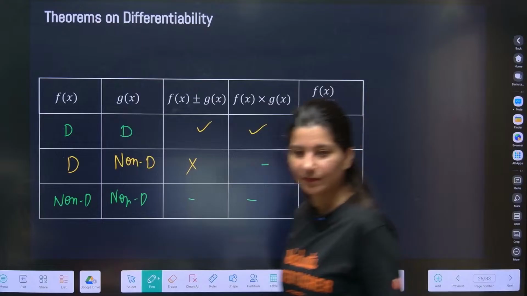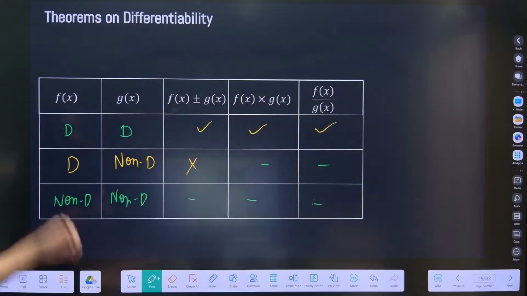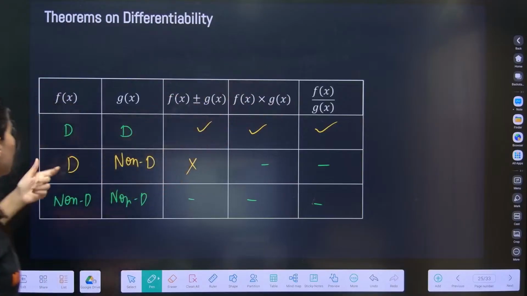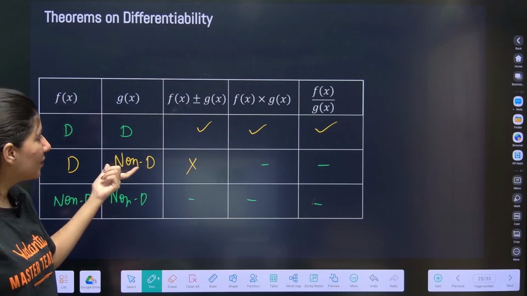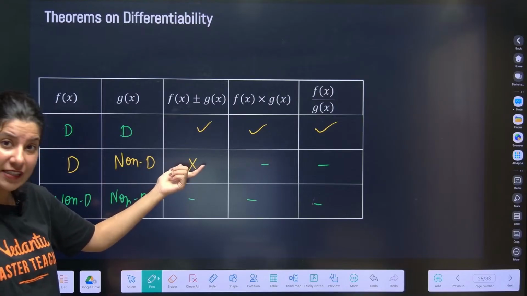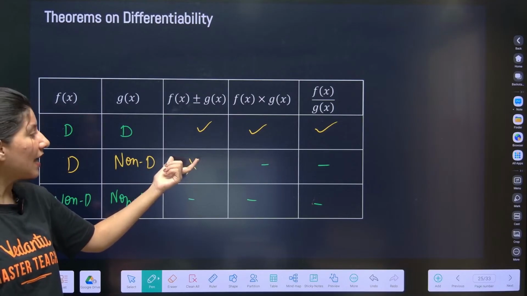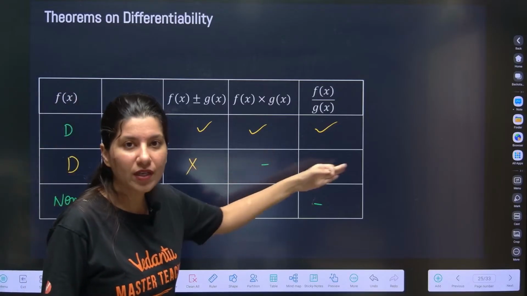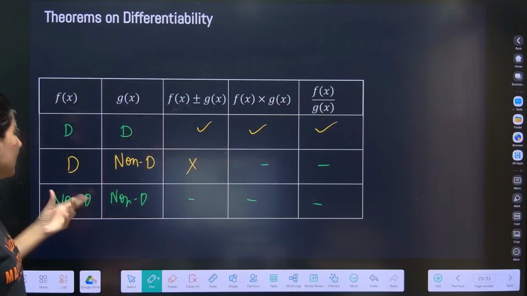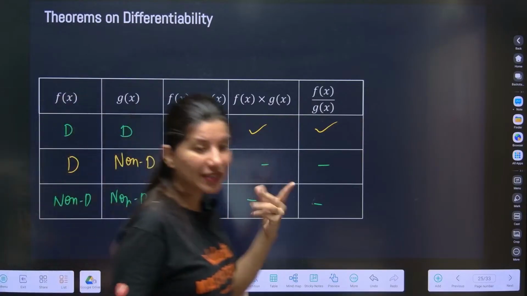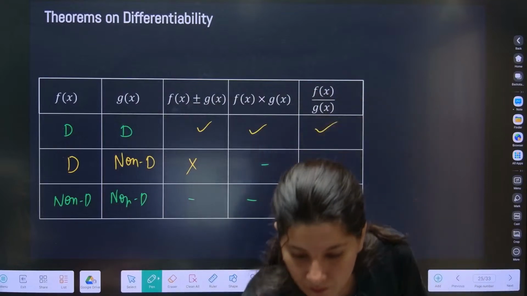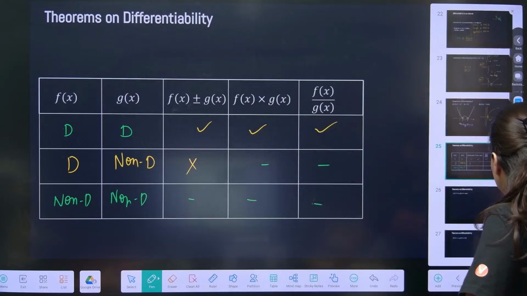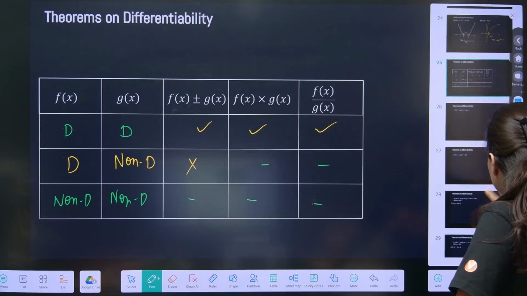This is the table. Not very difficult to remember. If both functions are differentiable, then sum, product, division are differentiable. If one is differentiable and one is non-differentiable, then the sum will definitely be non-differentiable. Subtraction will definitely be non-differentiable. For the rest, we can't talk about product, we can't talk about division, and if both are non-differentiable, we can't talk about anything.